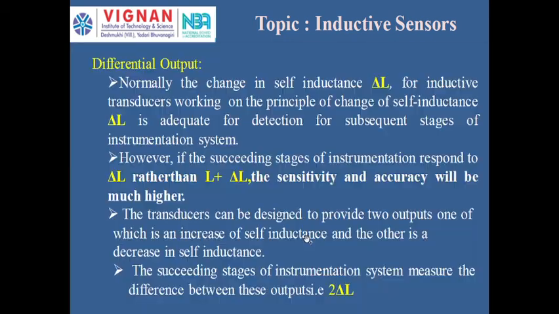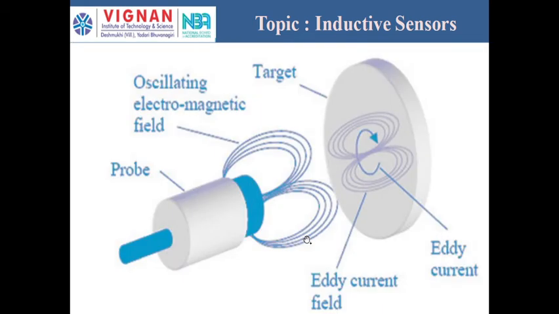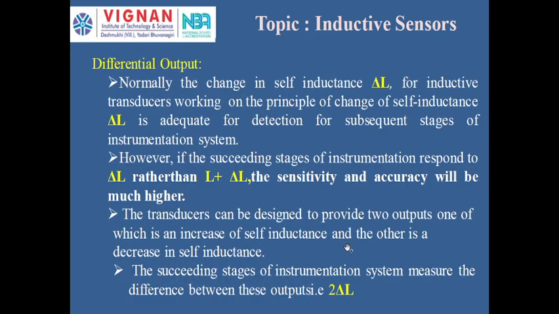So that is about the two principles, variation of reluctance and variation of eddy current. So in all these cases you are able to measure the change in inductance or change in EMF due to change in displacement or some other parameters.